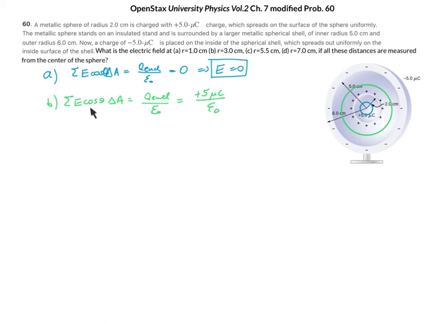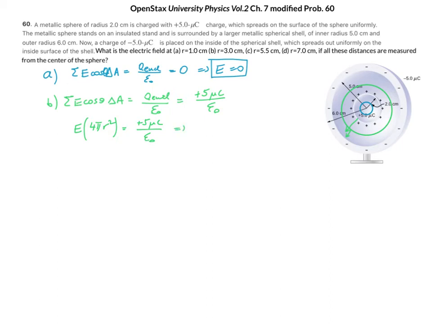But now, what is the left side of the equation? So we know that the electric fields from the positive charge are going to go radially outward, and the area vector is also radially outward. It's perpendicular to the tangent at that point to the sphere. So that means that cosine theta will just be 1, and the left side of the equation is just E times the area, the total area of the sphere. So that's 4 pi r squared, and that's equal to my plus 5 microcoulombs divided by epsilon naught.